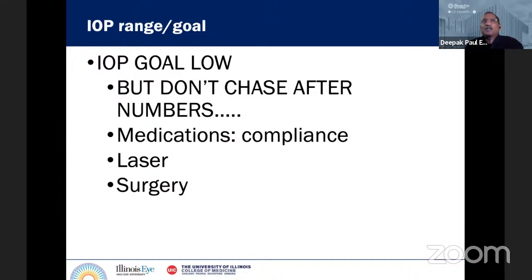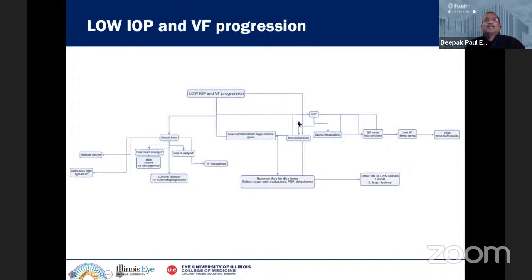Ask open-ended questions. And then if you want to achieve your intraocular pressure goal, you have lots of tools available, such as lasers, which are not very helpful, but surgery often is the way you want to go. So this is a kind of a busy chart. I can share this with you later.